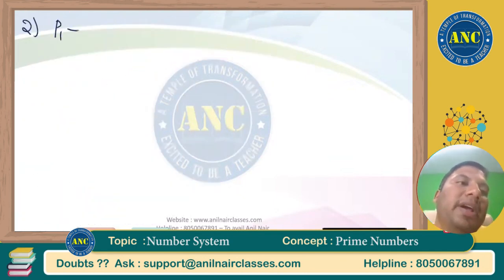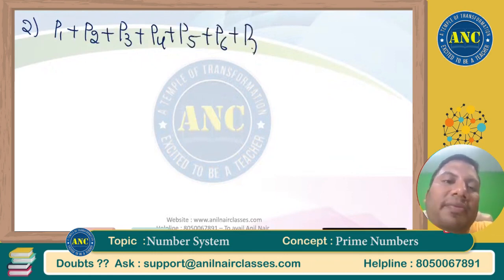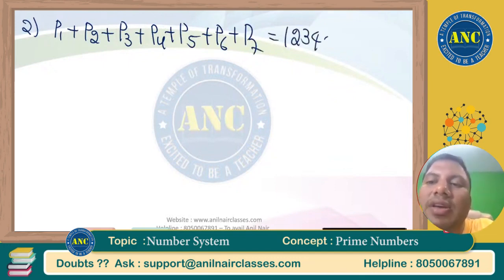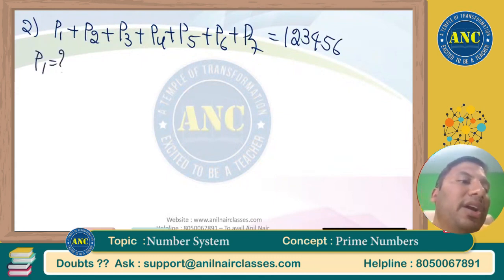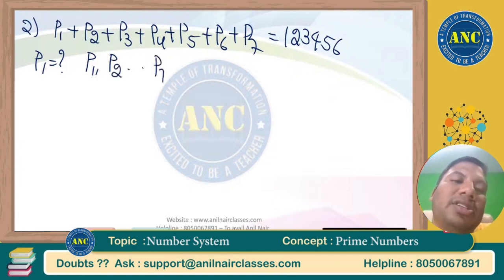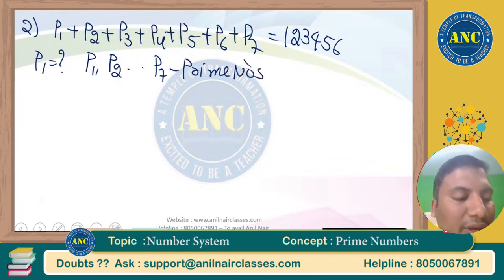P1 plus P2 plus P3 plus P4 plus P5 plus P6 plus P7. I am just twisting the question. It is equivalent to 1, 2, 3, 4, 5, 6. Find the value of P1 if all the numbers are prime numbers. P1 to P7, all are prime numbers. Find the value of P1.